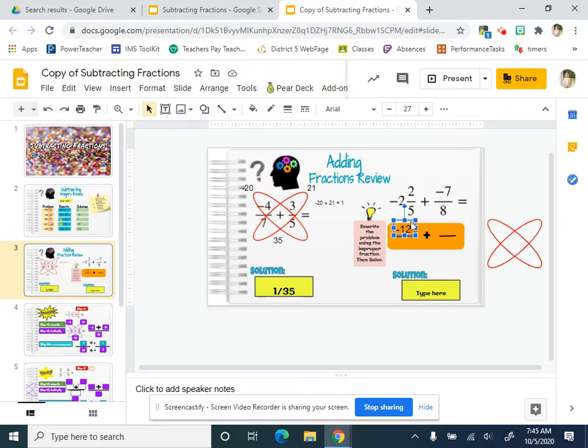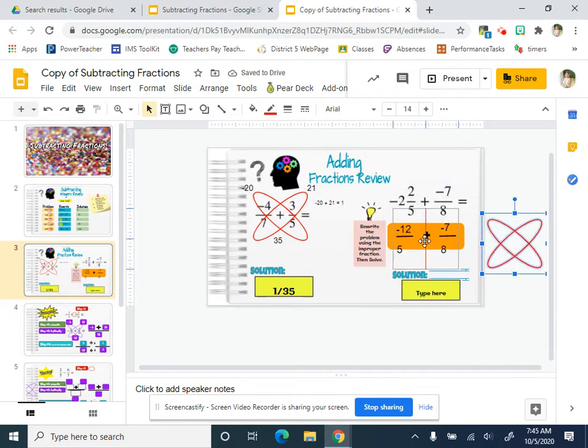I'm just going to Control C, Control V. I'm just copying over 5, Control V, paste it in another box. This side stays the same, negative 7, Control C, Control V. This gives you 8, okay?